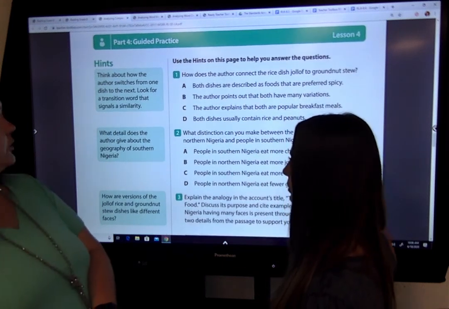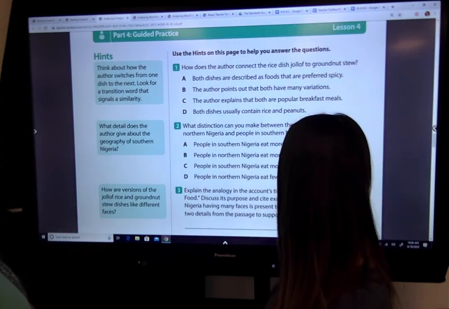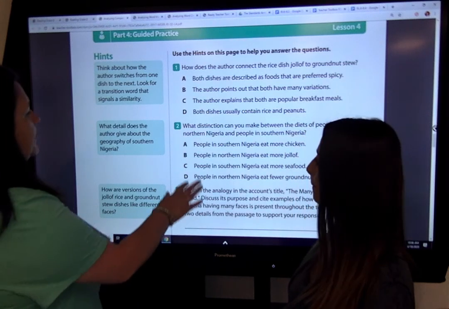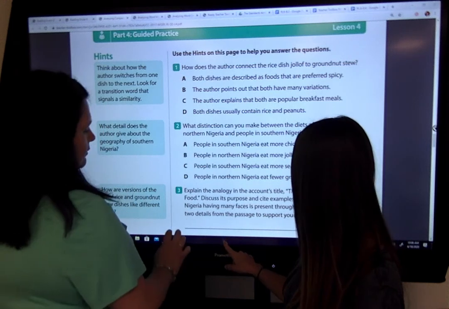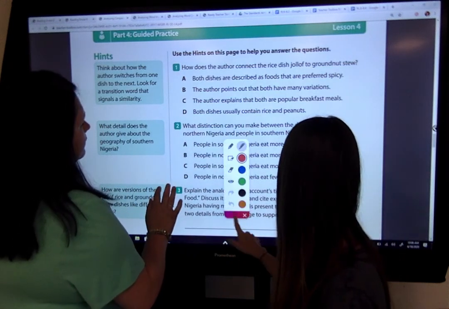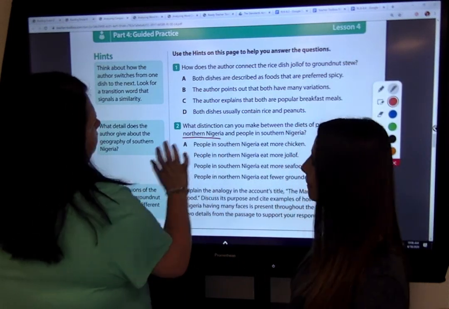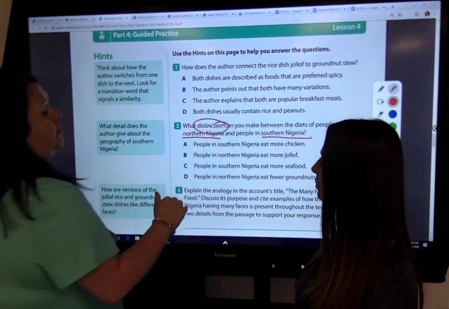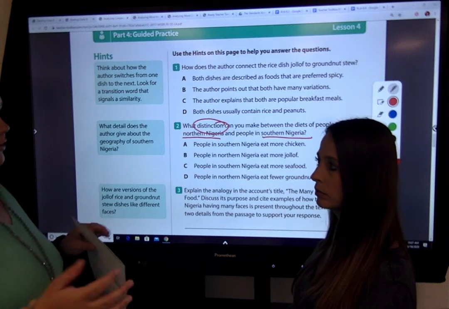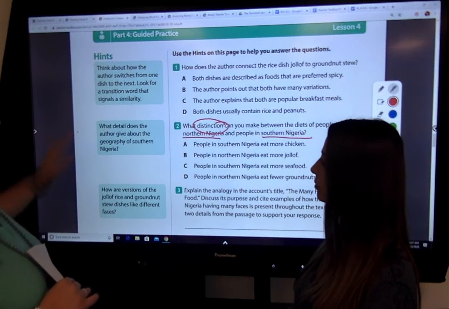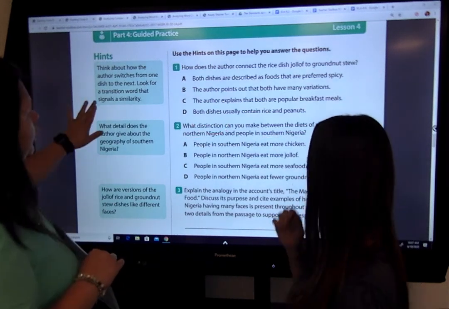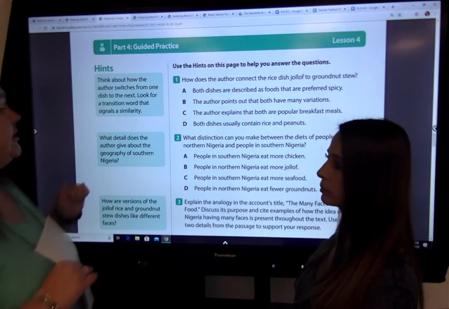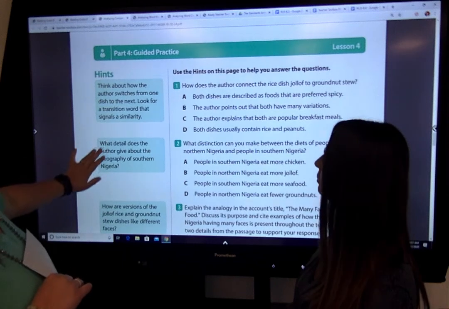All right, let's look at question 2. What distinction can you make between the diets of people in northern Nigeria and people in southern Nigeria? Okay, a distinction is just what differences were between the 2. All right, so let's go back. All right, so the first one says that people in southern Nigeria eat more chicken. Well, let's see if it said that.